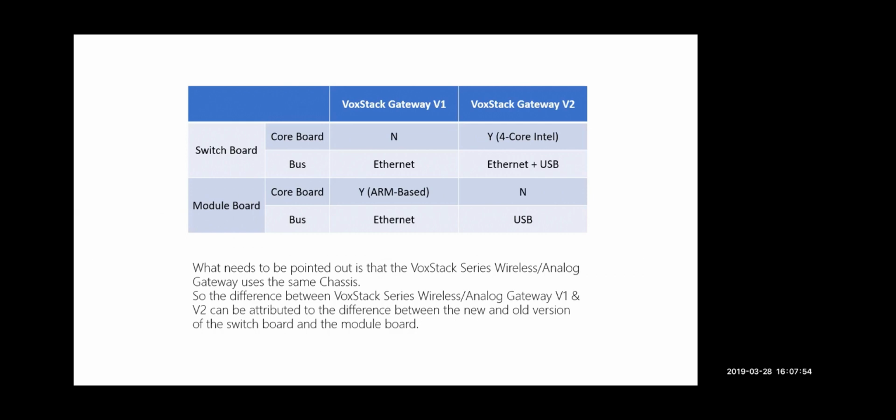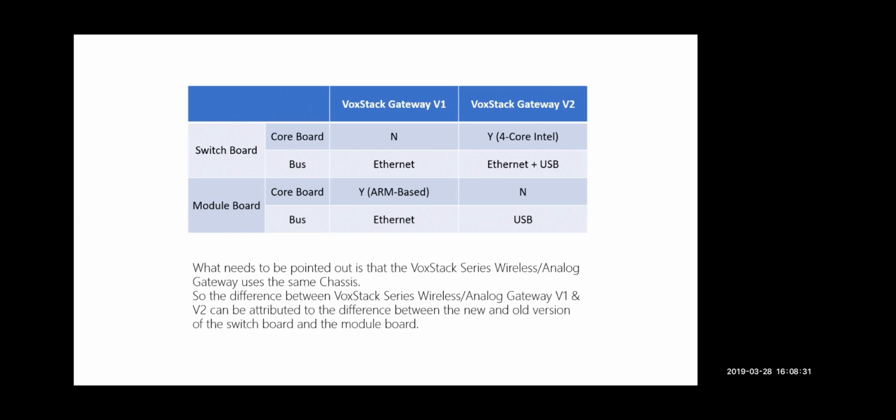In the chassis rear panel, there are three kinds of buses, which include power bus, Ethernet bus, and the USB bus. In the VS series gateway, the USB bus is not in use until Generation 2. So the difference between the VoxStack series wireless or analog gateway V1 and V2 can be attributed to the difference between the new and the old version of the switchboard and the module board.